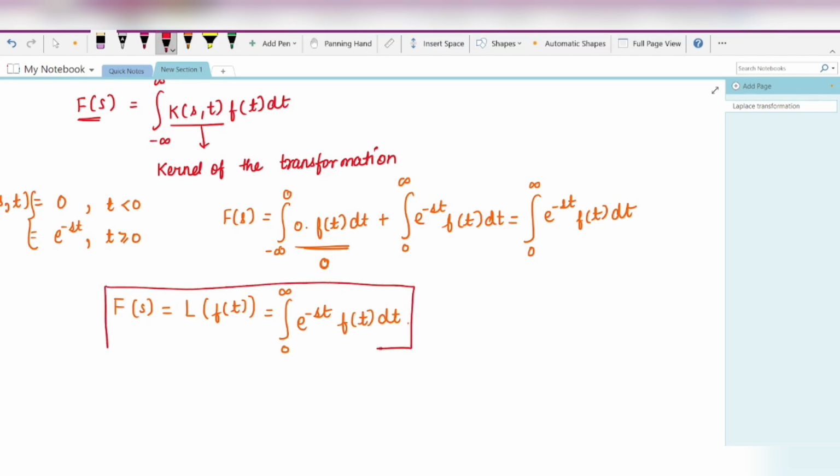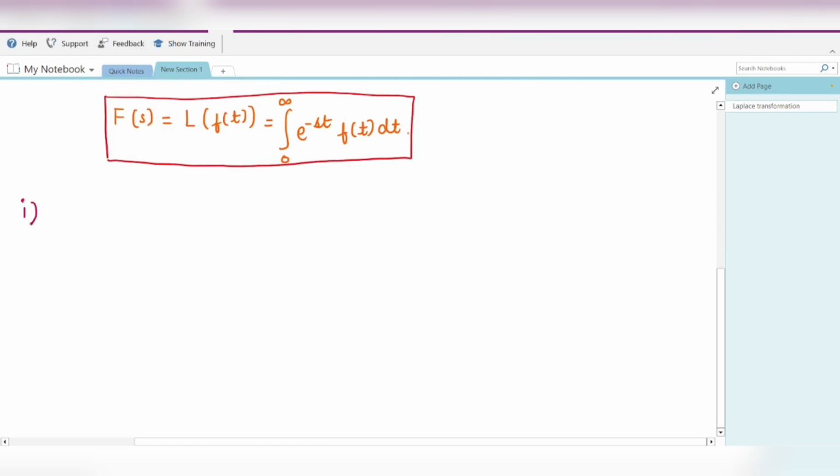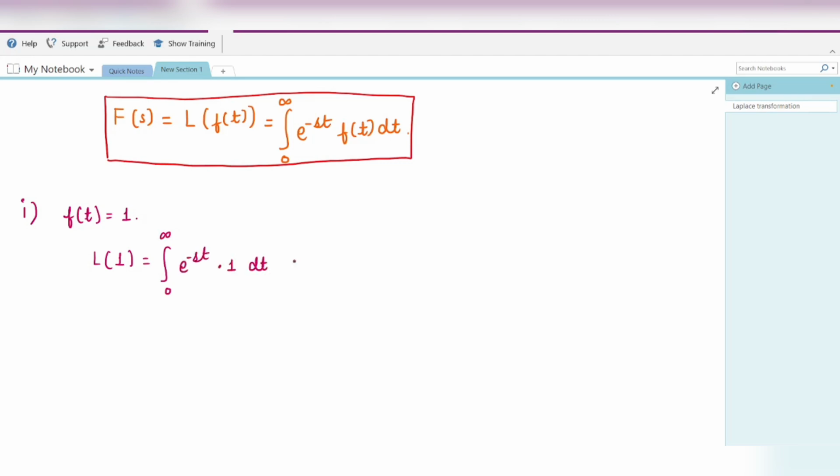All right, now we will see the Laplace transformation of some basic functions. For that, first of all, let us assume that the function f of t which is given to us is 1. Okay, then the Laplace transformation of 1 will be equal to the integral from 0 to infinity of e raised to minus st into 1 dt, and this is equal to e raised to minus st by minus s from 0 to infinity, and this is equal to 1 by s. All right, when you put the limits, you will see it is equal to 1 by s. So therefore the Laplace transformation of 1 is 1 by s.